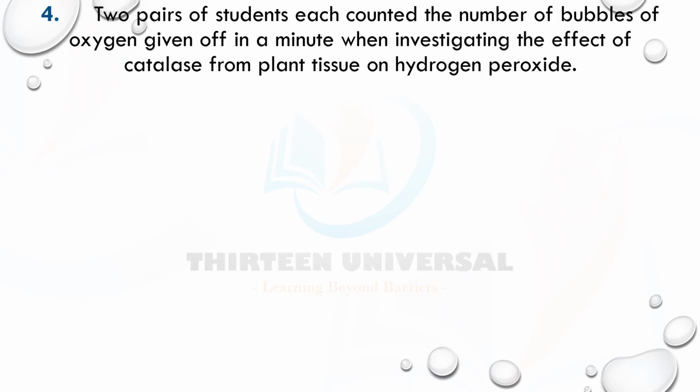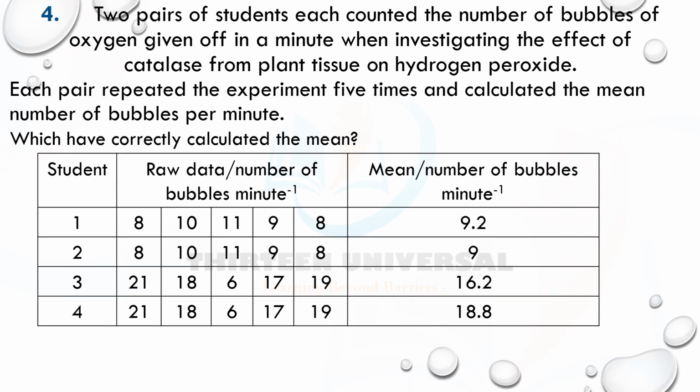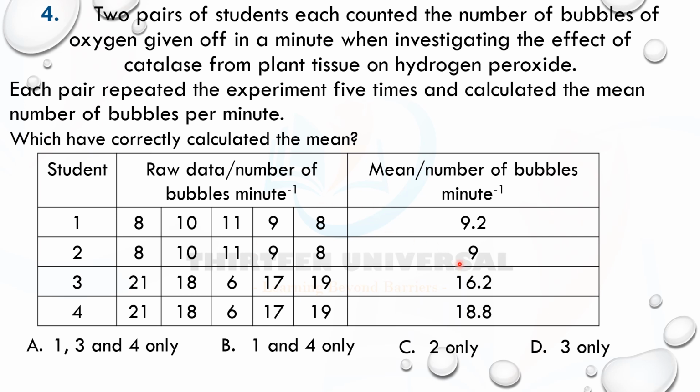Let's go to enzyme. So two pairs of students each counted the number of bubbles of a given. Now this question again, pause this video and check. But you don't need to waste your time here. All right, go check this. The only one that has a whole number is 2. The answer is C. Don't waste your time. Bubbles cannot be 9.2. No. Okay, straightforward. Let's go to the next question.